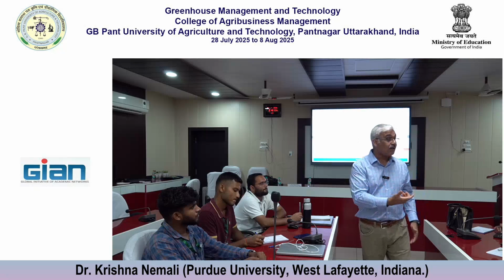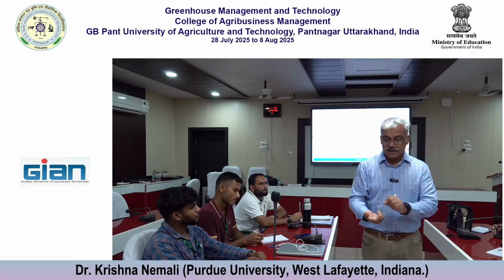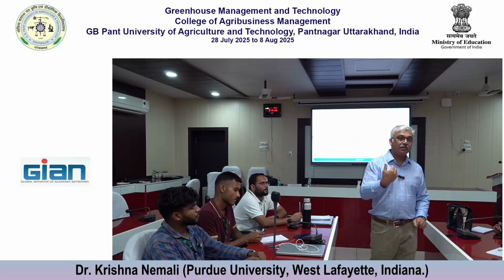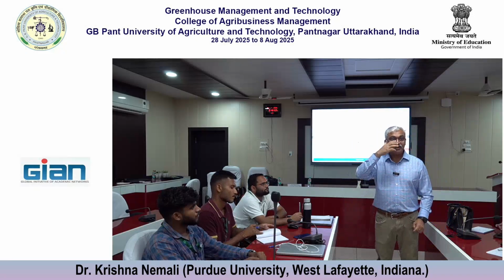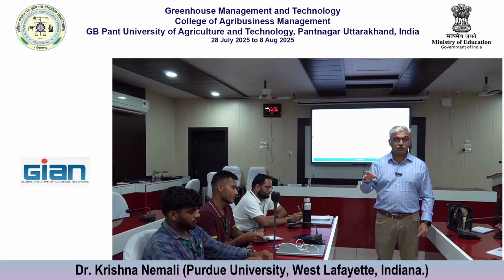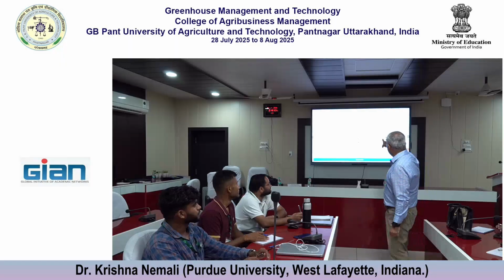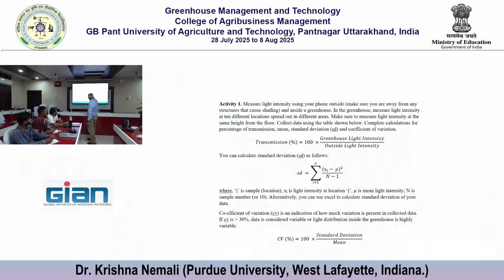But as you are walking in the greenhouse at different locations, keep recording the data. And you come back and do the same calculations as in this activity at some other point. Okay, so that's how you calculate transmission: greenhouse intensity by outside intensity. It's very simple, and multiply that by 100 to get the percentage. But that transmission gives you one single average value.